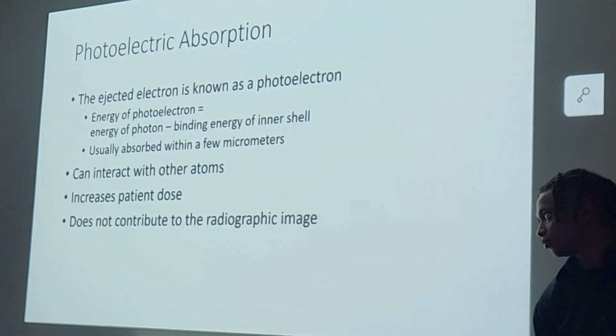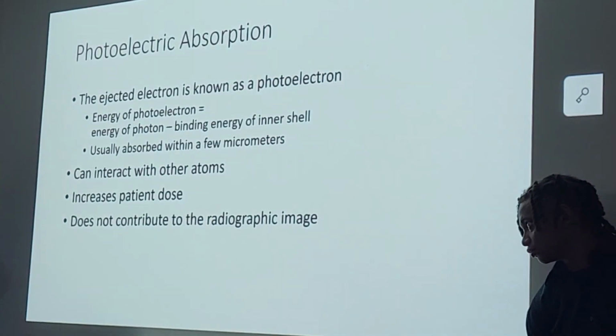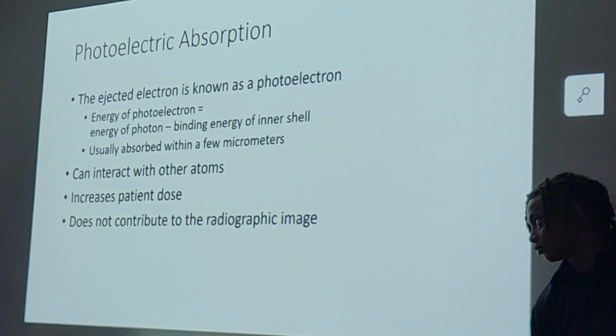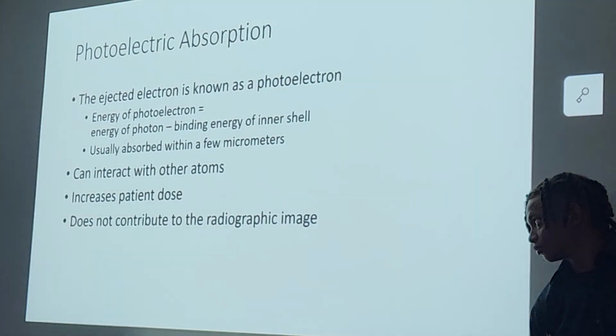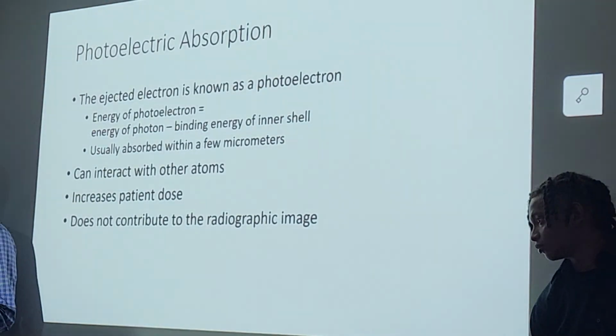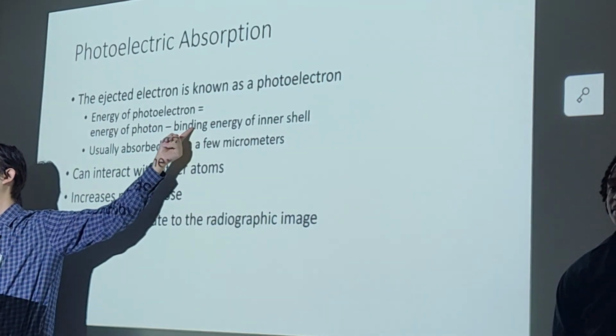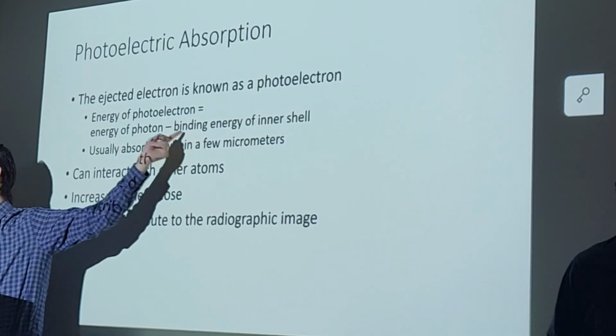Same thing here in photoelectric, right? Photon comes in, transfers all of its energy to that electron. How much energy does the electron have? All the energy the photon gave it, minus what it needed to leave. What did it need to leave? The binding energy. That's the toll it had to pay to leave.